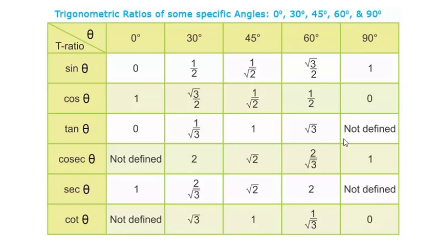For cot, cot 0 is not defined, cot 30 is root 3, cot 45 is 1, cot 60 is 1 upon root 3 and cot 90 is 0. So these are the different values of sine, cos, tan, cot, sec and cosec for 0 degree, 30 degree, 45 degree, 60 degree and 90 degree. Now let us move to the next problem.